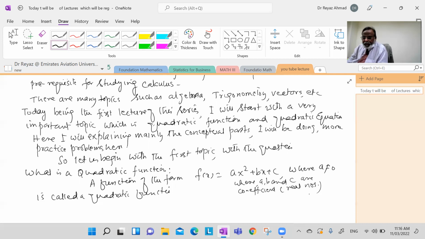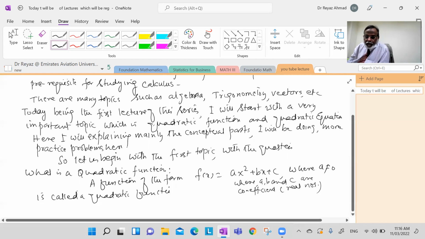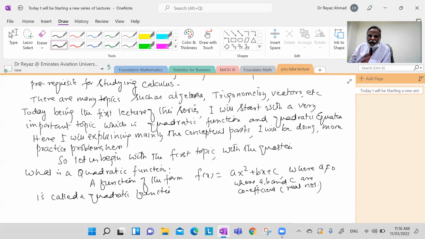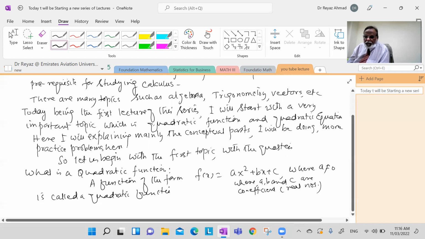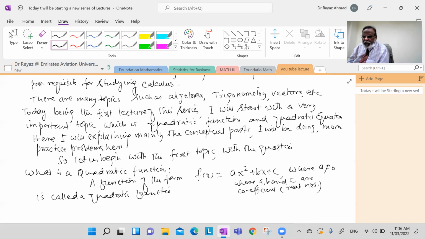So the maximum number of terms here we are going to have is 3. The first term containing x squared, the second term containing x, and the third one is the constant term. So the coefficient of the x squared term is a, coefficient of x term is b, and the coefficient of the last term, which is your constant term, is c.